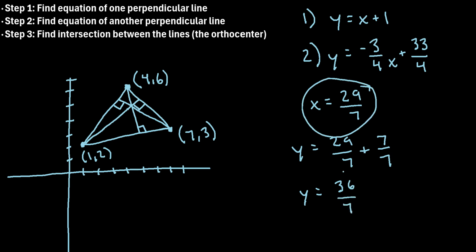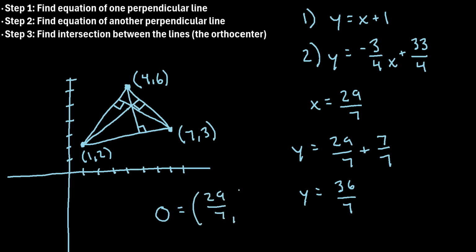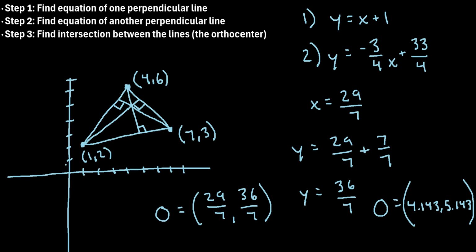So these are the x and y coordinates of our orthocenter. So we could write our final answer as, I'll just abbreviate it as O. O is equal to 29 over 7, comma 36 over 7. Now, if you were to punch these into a calculator, the decimal equivalent would be about 4.143 and 5.143. So these are the xy coordinates of the orthocenter. So we can see, just based off this rough graph, that 4.1 and 5.1 would be somewhere right around here, which is indeed the orthocenter.